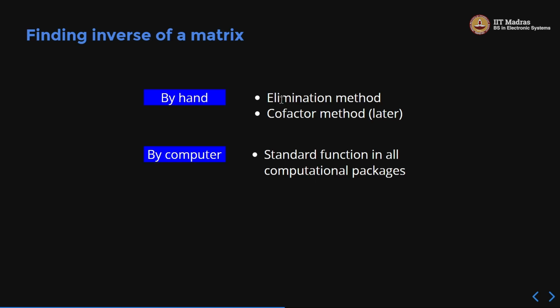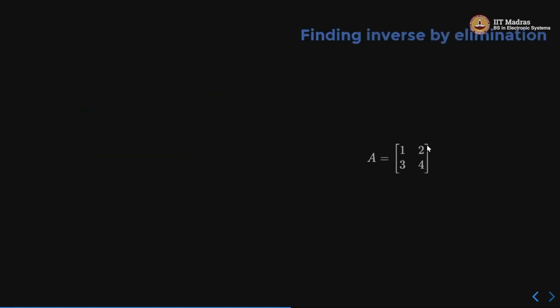Okay. So what we'll see now is what's called the elimination method. I'll go through it a little bit fast. Okay, we've seen elimination before. Later on, towards the end, not in this lecture, but much later, you will also learn something called the cofactor method for finding the inverse. Okay, so let's get started.